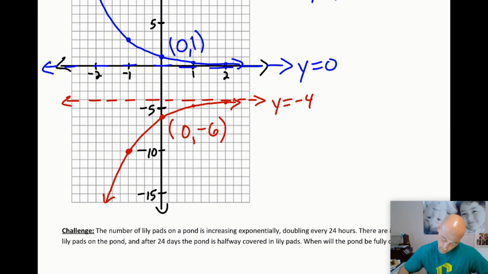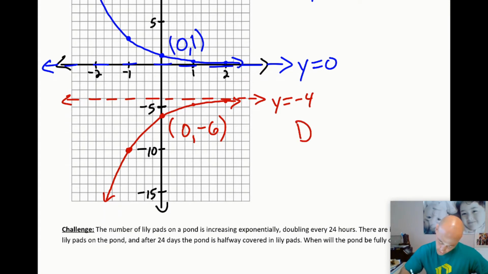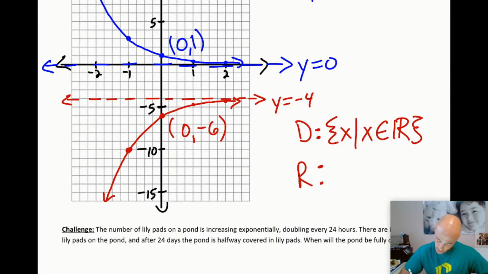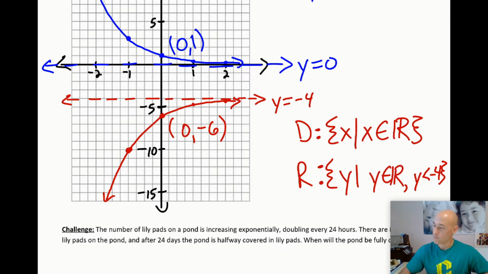On the other one, the domain is x such that x is in the real numbers. It can be any real number. And the range is y such that y is also in the real numbers, and y must be less than -4. All right? So that is the domain and range of those two functions.